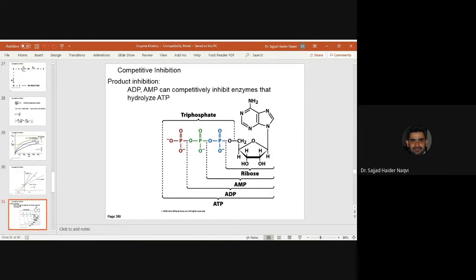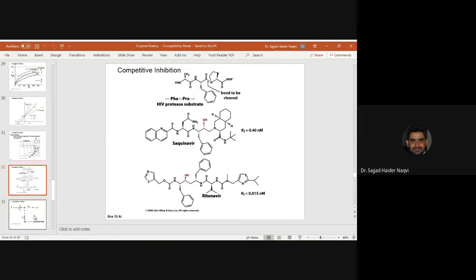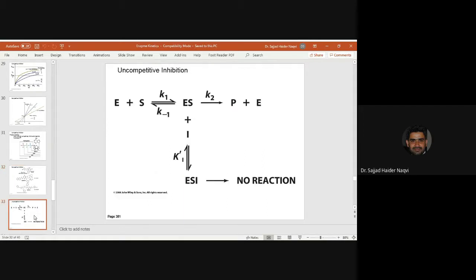This is an example of competitive inhibition. I'm not going into detail for that, but product inhibition like ADP and AMP can competitively inhibit enzymes that hydrolyze ATP. So this is an example of competitive inhibition. This is another example of competitive inhibitors, which compete with the substrate.